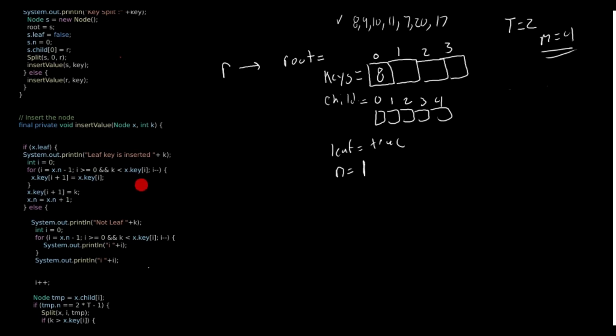Okay, and then right over here, we sort everything out. So we realize that the key is greater than most of them. So right here we just insert 9. And then we change n to 2. All right.